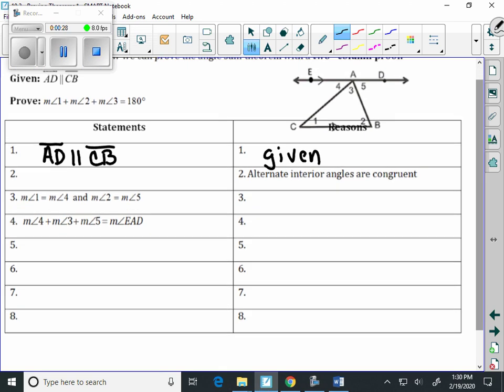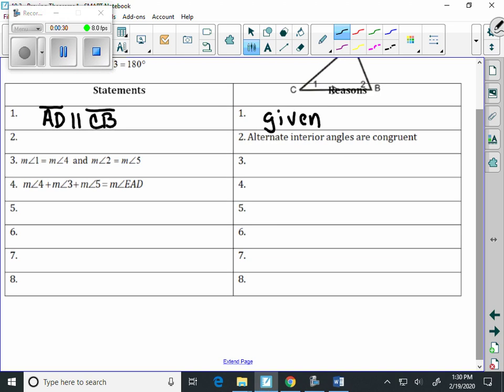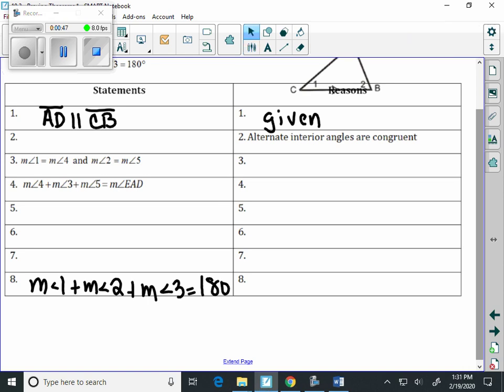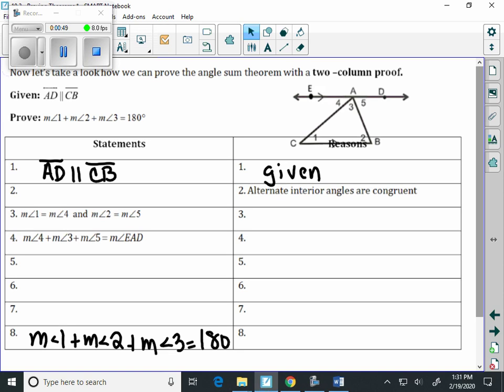And then the other part that we're going to put in here is that measure of angle 1 plus measure of angle 2 plus measure of angle 3 equals 180. And the nice thing is that we've got a couple things in here to help us. The bad part is my picture's not as good as yours, but it'll work. And we've got a little hint here on part 2, which says alternate interior angles are congruent.